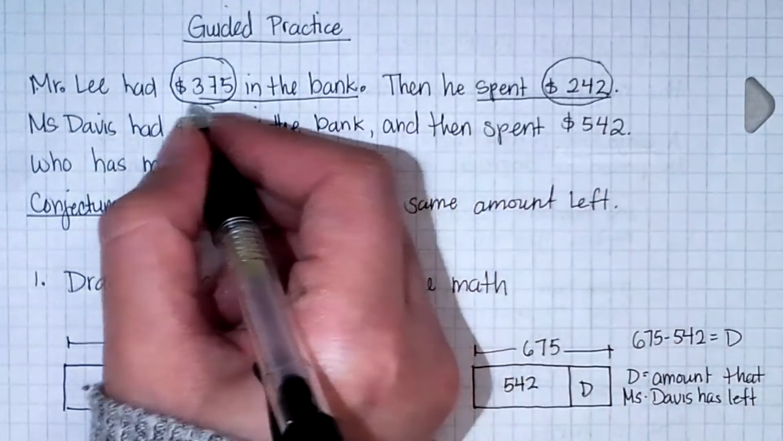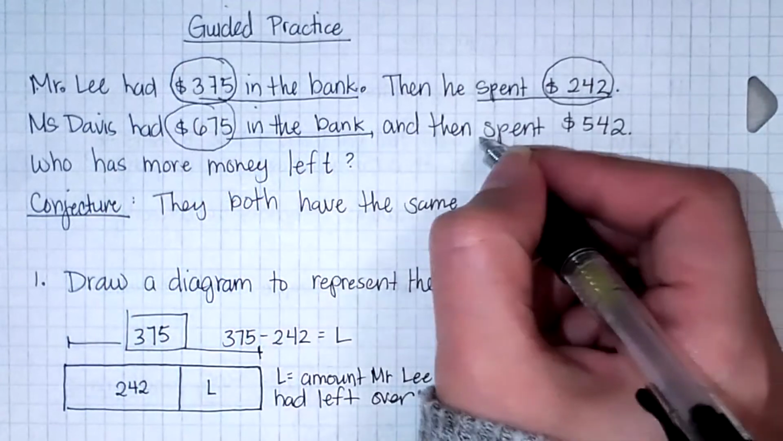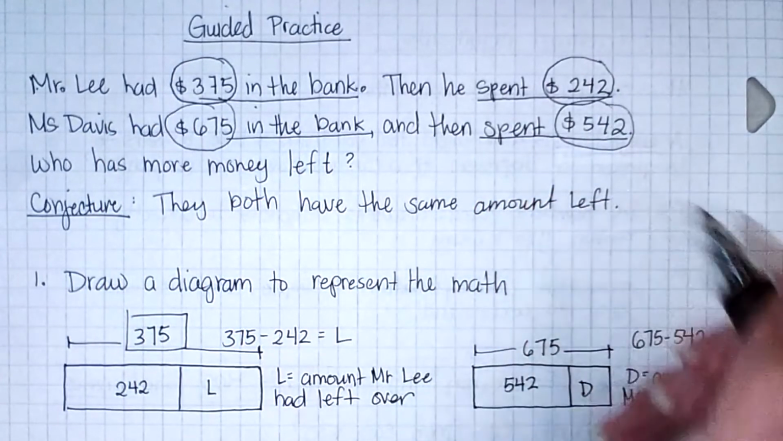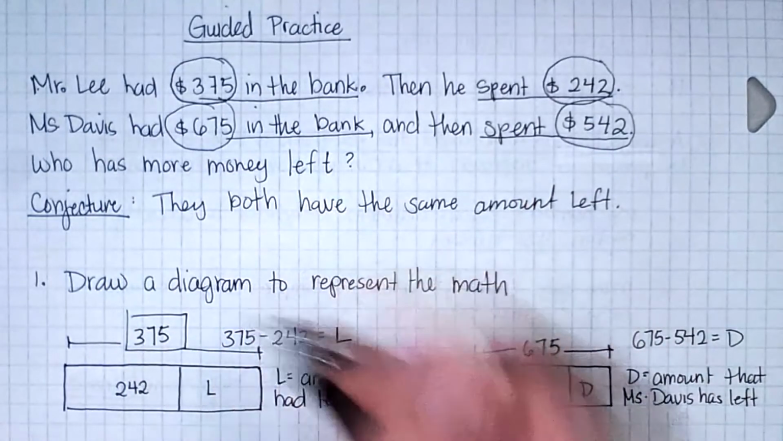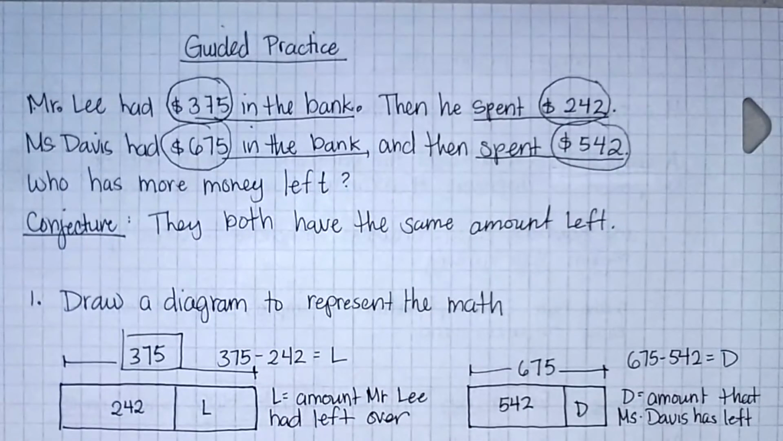Miss Davis had $675 in the bank, and she spent $542. Who has more money left? So over here, the conjecture is that they both have the same amount left. So I need to draw a diagram and have my equations to help represent the math that I'm doing to show, to either prove or disprove this conjecture.